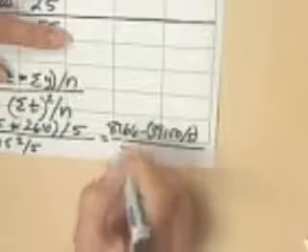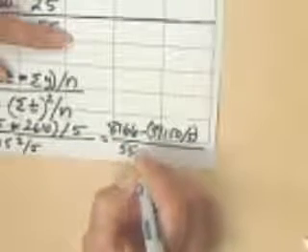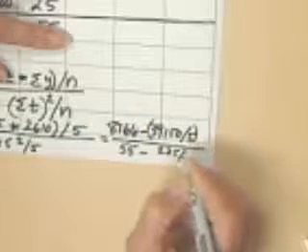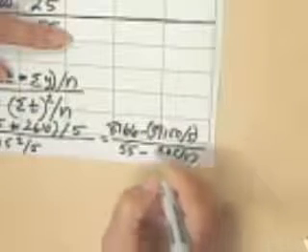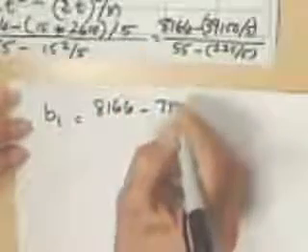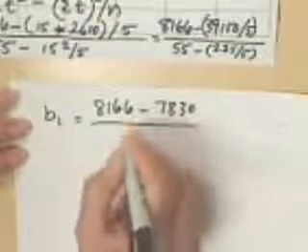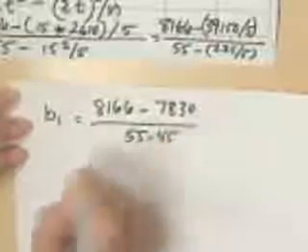And the denominator is 55 minus 225 divided by 5. And of course, order of operations is important. So now that we have that, we can go on to a new page because I'm running out of room. And my B1 then can be computed using this, and that will be 8166 minus 7,830 divided by 55 minus 45.